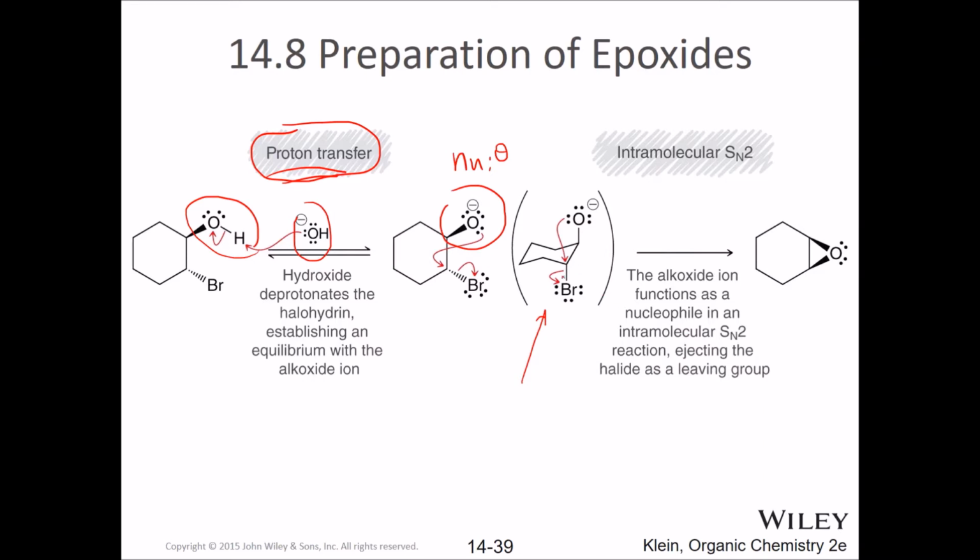And that being the case, this expels the bromide off the back. So the alkoxide ion functions as a nucleophile, which we said over here. The alkoxide ion functions as a nucleophile in an intramolecular SN2 reaction, eliminating the halide as a leaving group.